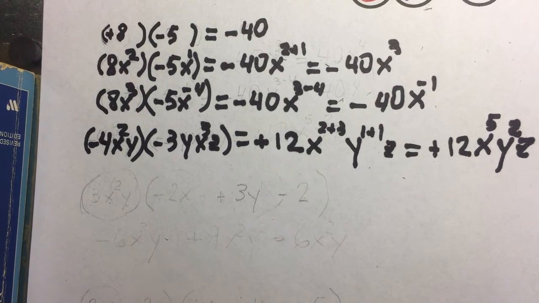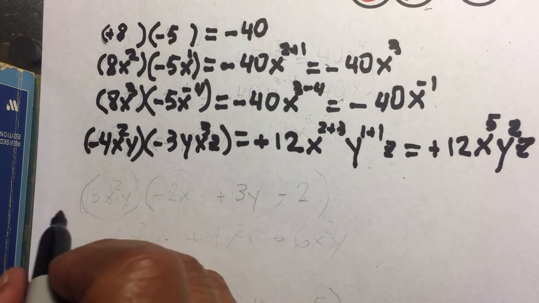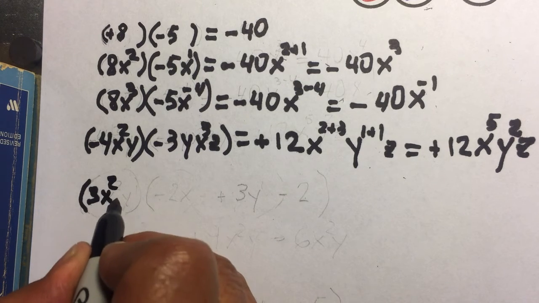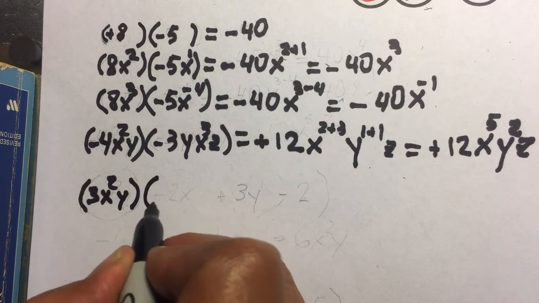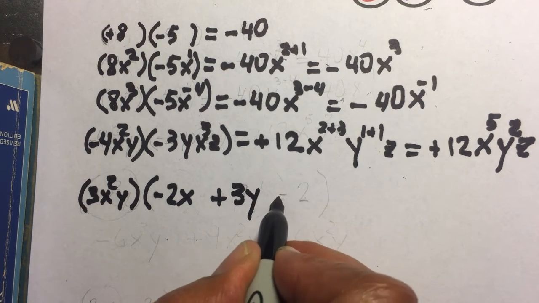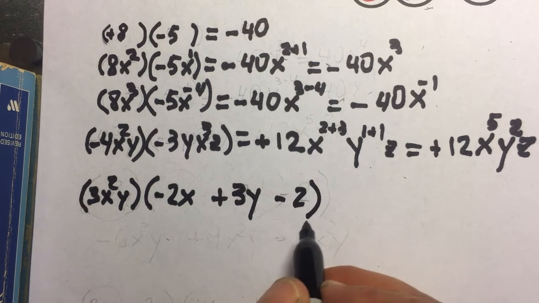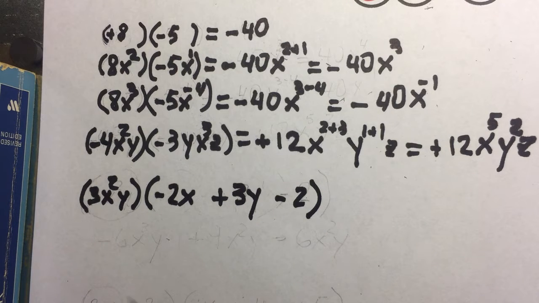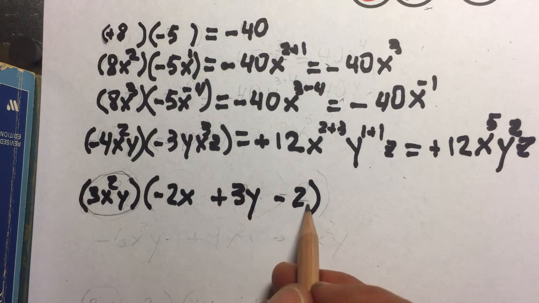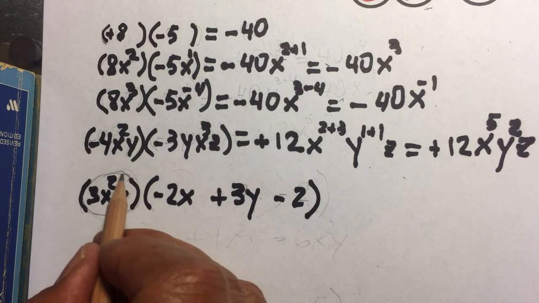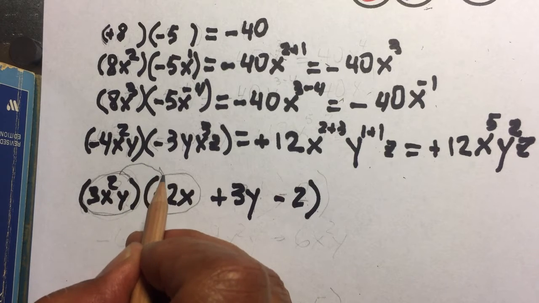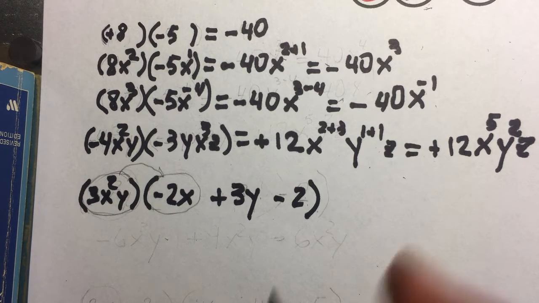Let's multiply now a monomial with a trinomial. 3x squared y times minus 2x plus 3y minus 2. Here what we are going to do is multiply this monomial with each of the terms here of the polynomial. So we multiply this times this first. And we do it in an orderly fashion.